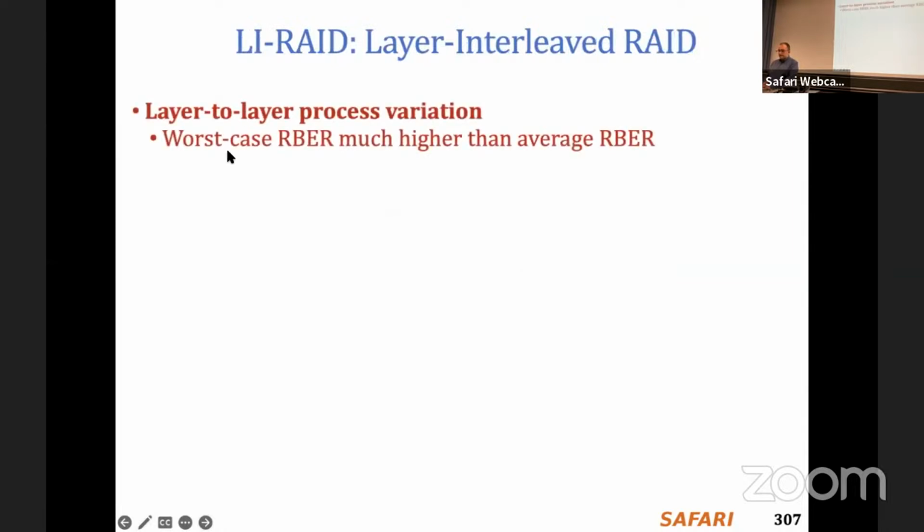Another interesting technique is that we use layer-interleaved RAID. RAID is actually a traditional technique, as I said, redundant array of independent disks. Essentially, you have an array of disks, and you use one of these disks as a redundancy. For example, you have the XOR of your data on one disk, and you have also other disks. So if one of these disks fails, then hopefully you can get that data from that disk using the other 3 disks, for example.